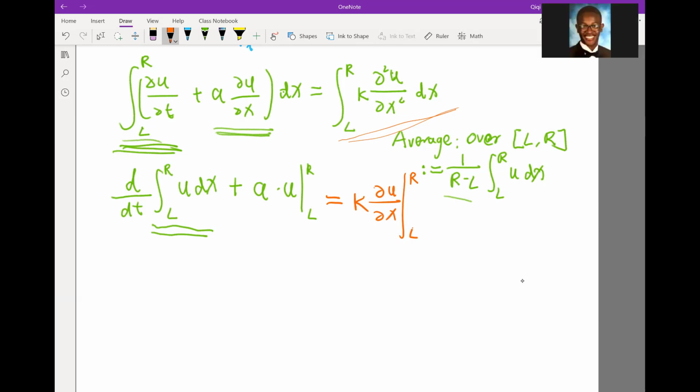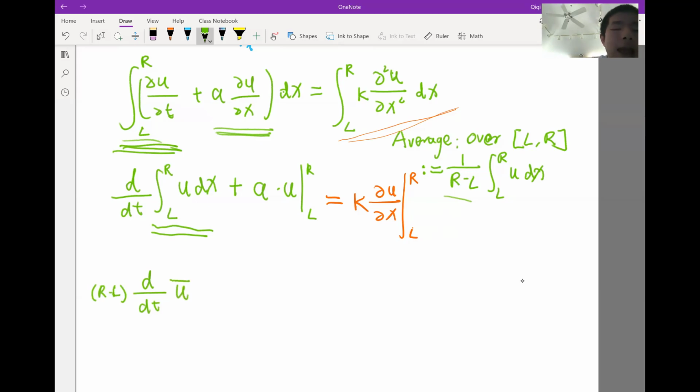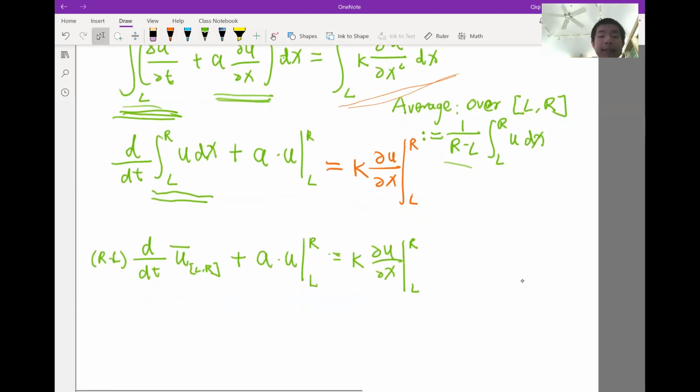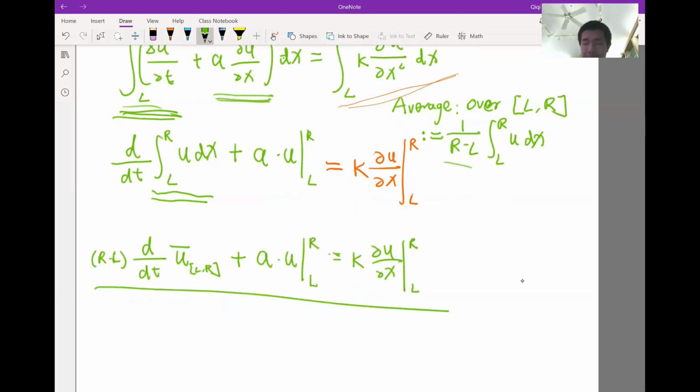So let me transform the left-hand side a little bit more. This is d/dt of, we have r minus l here, times d/dt of u bar, u averaged within the interval L and R. That's actually what we use to discretize a function. Plus A times u evaluated between L and R equals kappa du/dx evaluated between L and R. So that's the result of the finite volume discretization, okay?